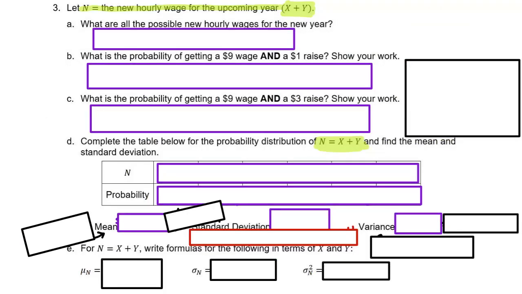We're going to let N be the new hourly wage for the upcoming year. So they're regular assigned wages, X, and then the raise amount, Y. So we're going to do X plus Y. What are all of the possible new hourly wages for the year?